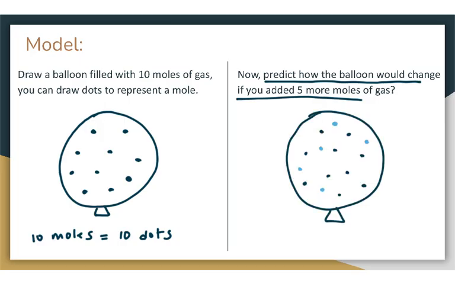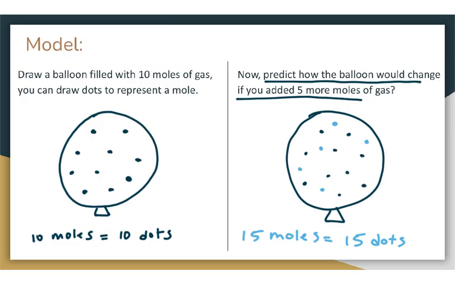As you can see, I added a few more dots to my balloon. My dark blue dots represent my original 10, and now I have, with those light blue dots, 5 more, meaning that 15 moles of gas total are in my balloon, showing that I have 15 dots. Think about what would have to change. When I drew my picture, maybe you drew yours differently. I drew mine showing that it was the same size.